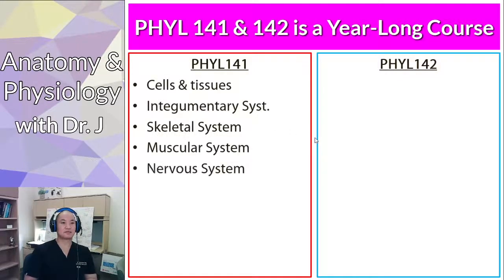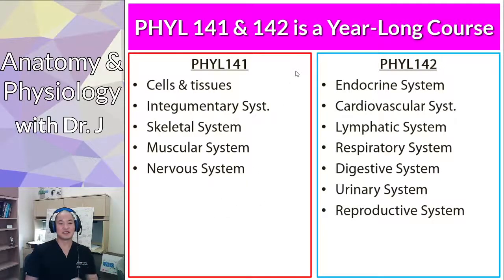So PHYL 141 and 142 is a year-long course. If you're here for PHYL 141 or weren't here for PHYL 141, this is what we covered. And again, it seems like less. Now PHYL 142 is pretty much internal medicine light. So we cover all the organs and inner workings of the body. We covered all the things like skeletal, muscular, and nervous system, so kind of orthopedics and neurology. But PHYL 142 is when we start talking about the organs.